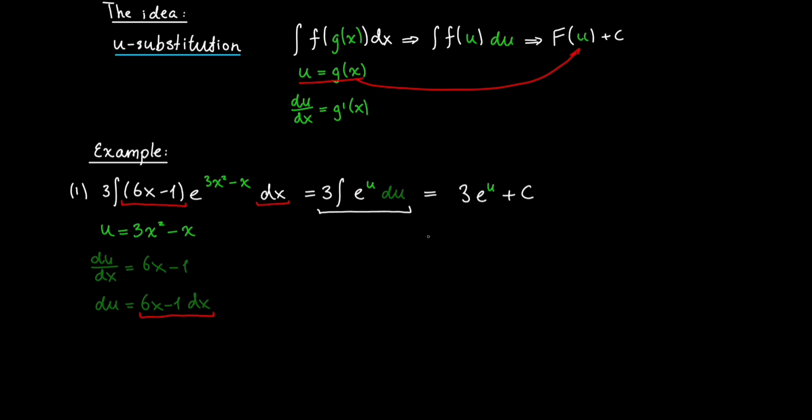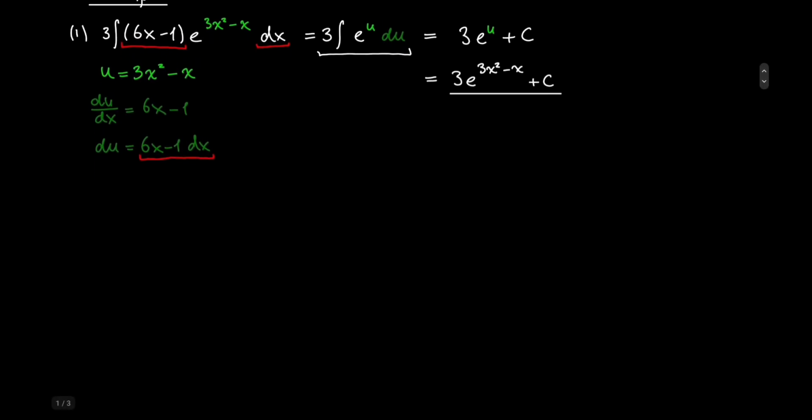And then, in the final step of getting our answer, all we have to do is plug u back into the substitution we originally took it with. So, u is equal to 3x squared minus x. And this right here would be the answer to our integral. It doesn't seem that difficult.